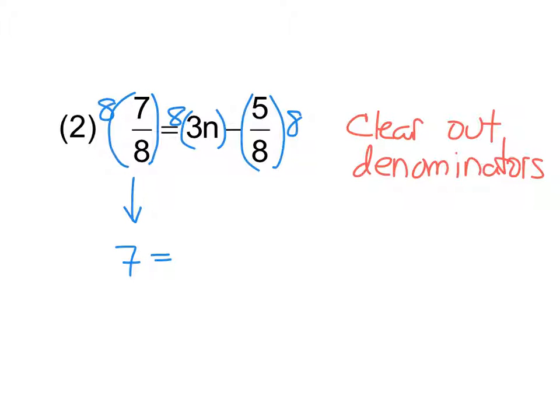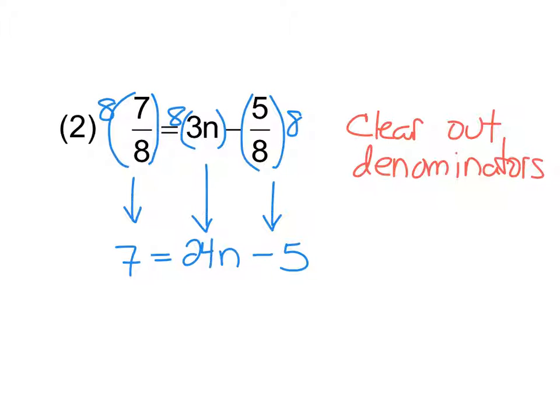8 times 3n? 24n. And negative 5/8 times 8? Negative 5. All right, the reason we multiply everything by 8 is so that we change our fractional equation into something that doesn't involve fractions. Much easier to work with the equation when you don't have fractions involved. That doesn't mean we're not going to get a fraction for an answer. That can happen, but this is nicer to look at.